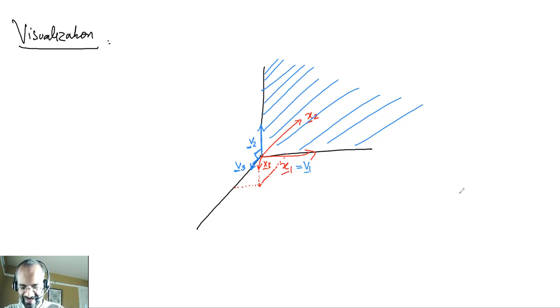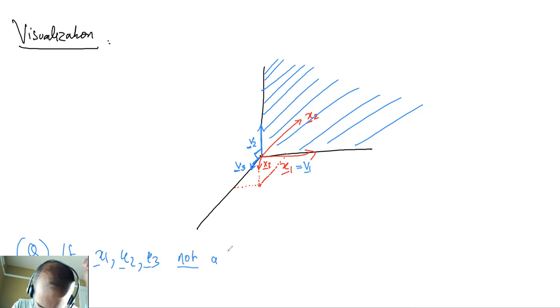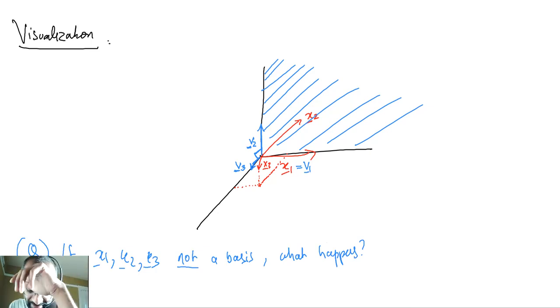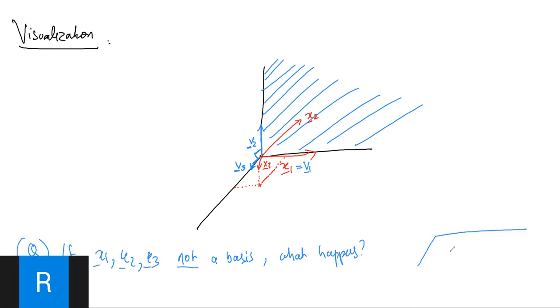For example, let's say x3 was in the span of x1 and x2. Then what would v3 be? Let's say I gave you something that's not a basis. If x1, x2, x3 are not a basis, then what happens? Then one of the vectors has to be in the span of the other two. But then what will happen when you do Gram-Schmidt? What will happen to the v vector that you get in that step? Then you get something that's in the same.